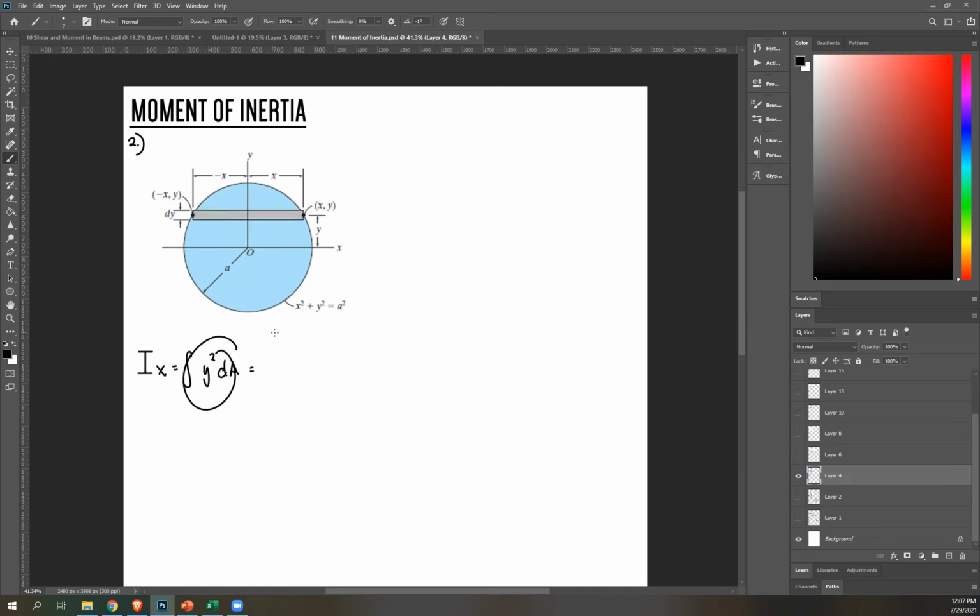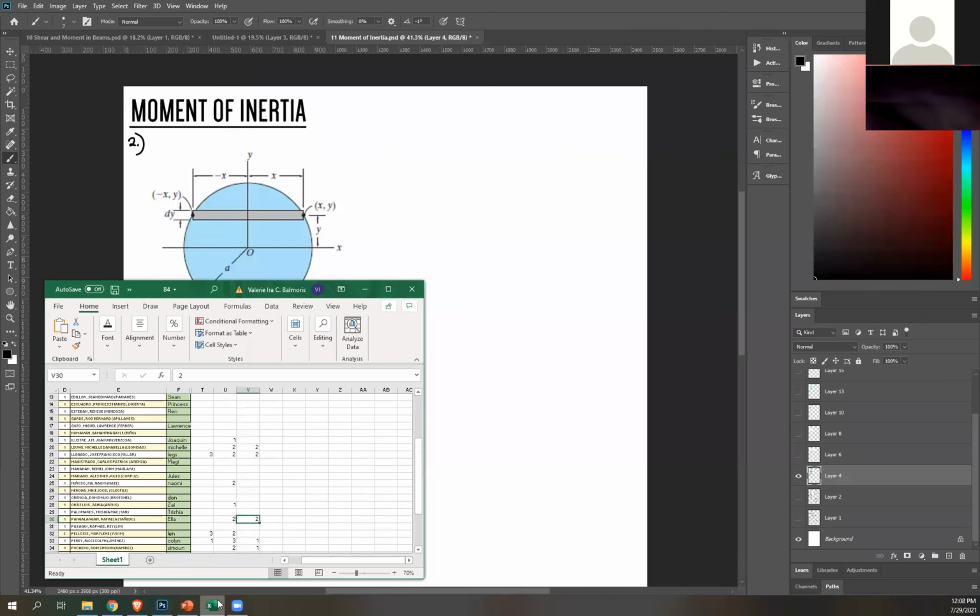Now let's rewrite our equation. Integral of y squared is still y squared. Then let's get an equation for our differential area. So once again, our differential area is a rectangle, so that's just base times height. Now the question is, what is our base? What is the value of this? Correct, it's 2x.